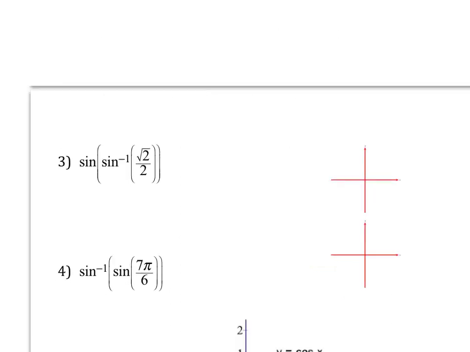Let's do some more. Be careful with these. You don't always get the number that you started with. Sometimes you do, sometimes you don't. The best thing to do is just to be careful. Let's work on the inside out.